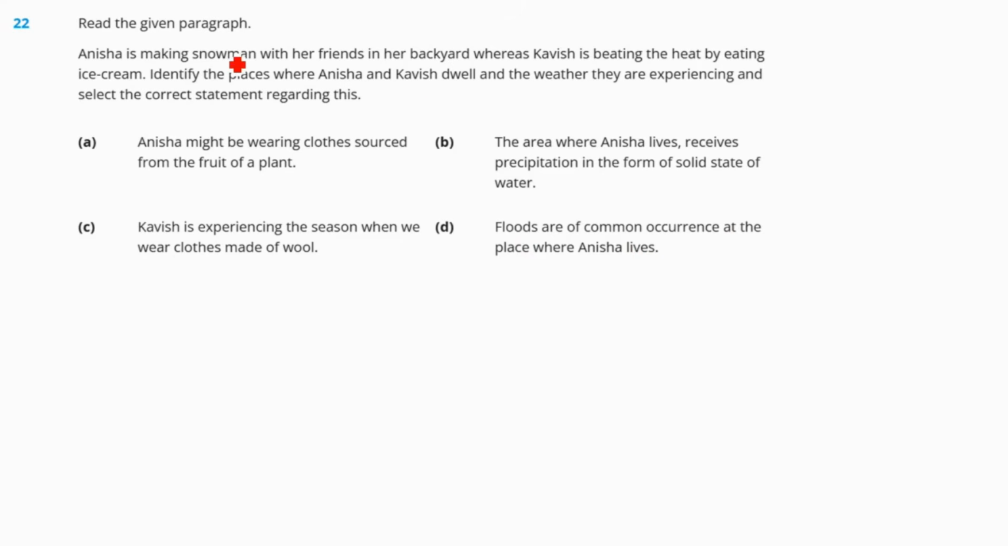So here Anisha is making a snowman, right? A snowman can be made where the place is very cold and it is snowing. It is snow everywhere, right? And Kavish is beating the heat by eating ice cream, right? That means Anisha lives in a place where the precipitation comes in a solid state, that is the snow. So B should be our correct answer. Correct.